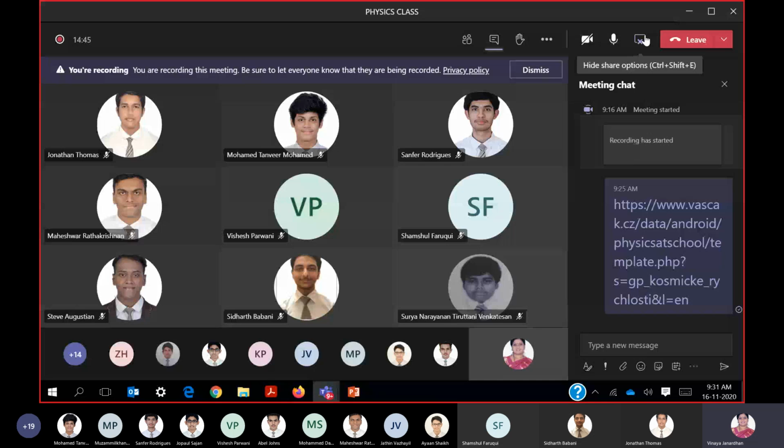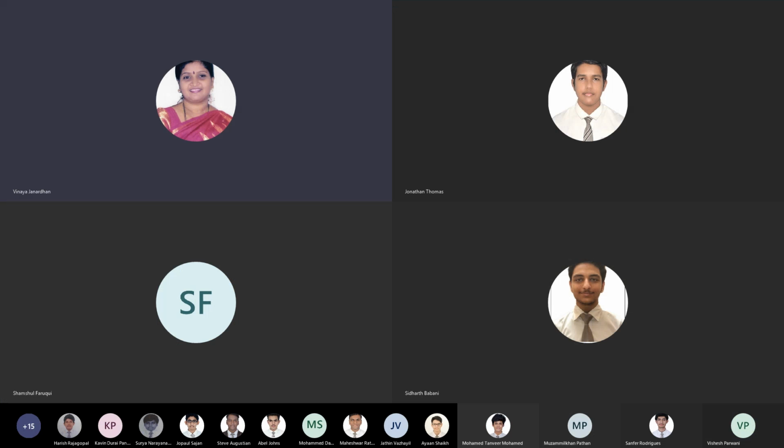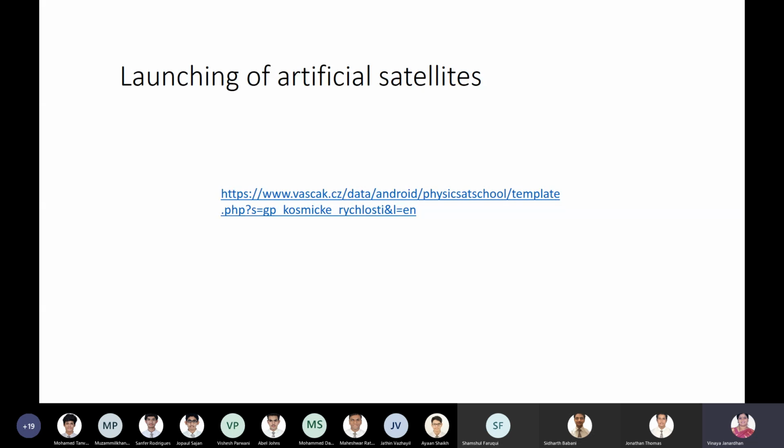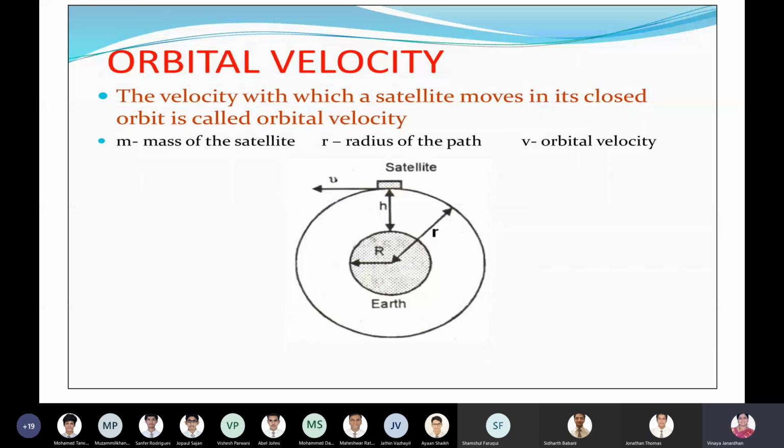So let us go for deriving an expression for the orbital speed. Ma'am, all the derivations and formulae we did till now, they're not in our portion, right?